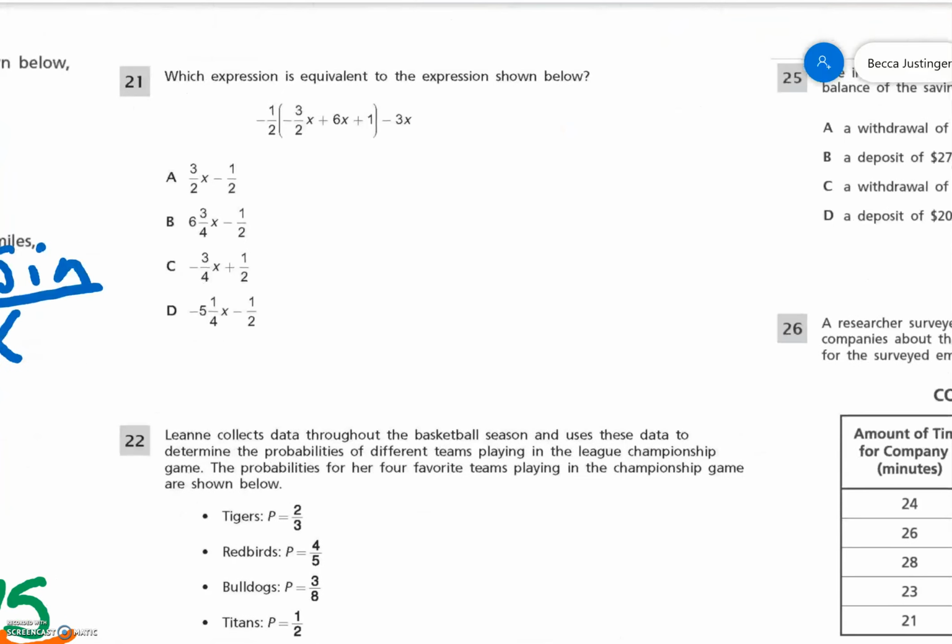Number 21. Which expression is equivalent to the expression shown below? So I need to do some things here. We can first PEMDAS. So inside the parentheses, can we do anything? And we can take this and add it. So I'm going to turn everything into, well, let's leave it as fractions because fractions are what's in the answer.